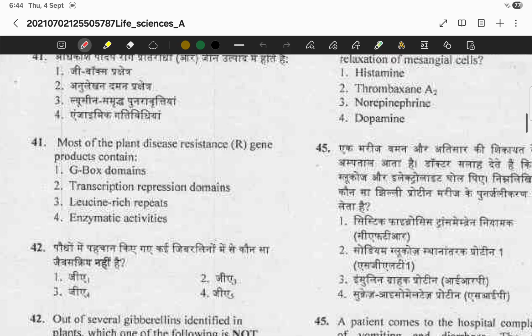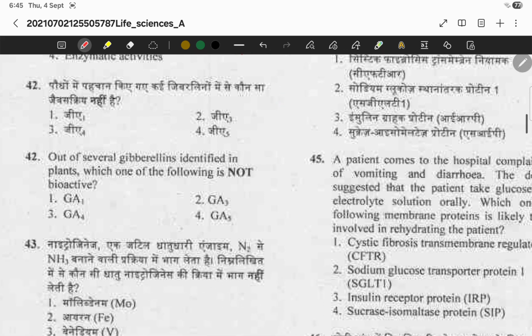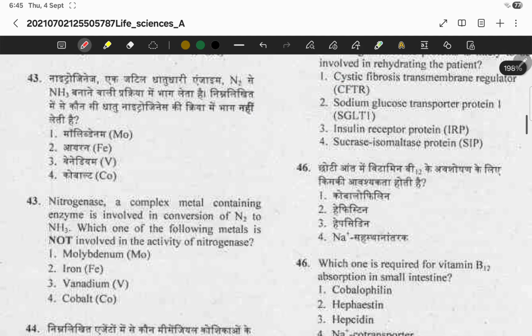Question number 41. Most of the plant disease resistance gene products contain enzymatic activities, leucine-rich repeats, transcription repression domains, G-box domains. I have no idea. Out of the several gibberellins identified in the plants, which one of the following is not bioactive? Okay, another I don't know. There are quite a few plant physiology based questions.